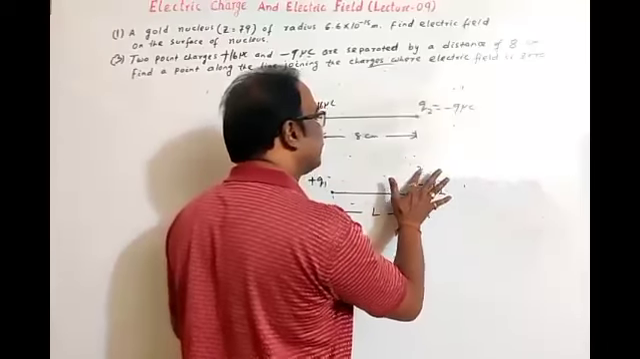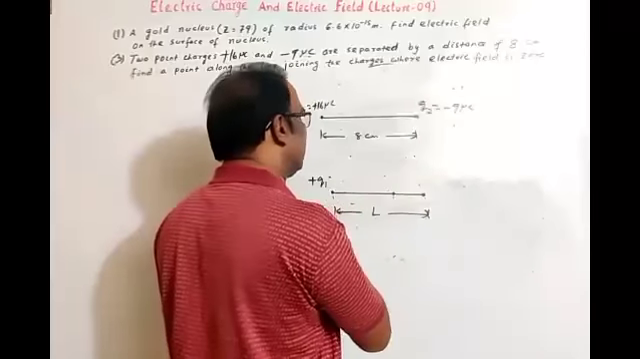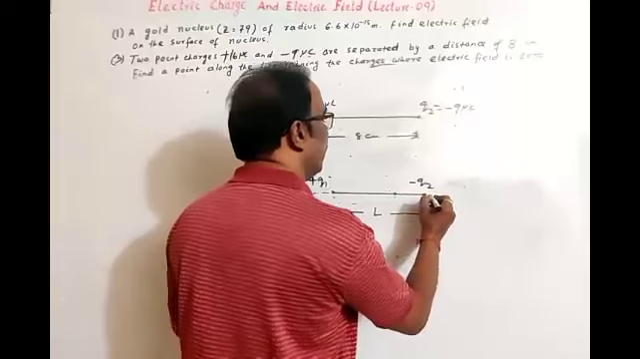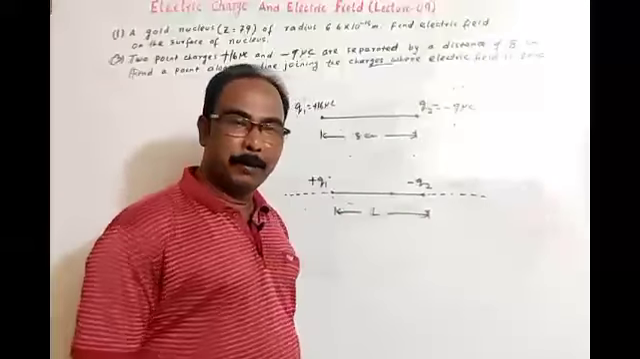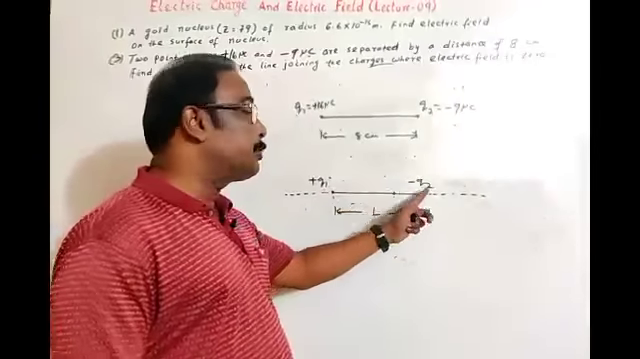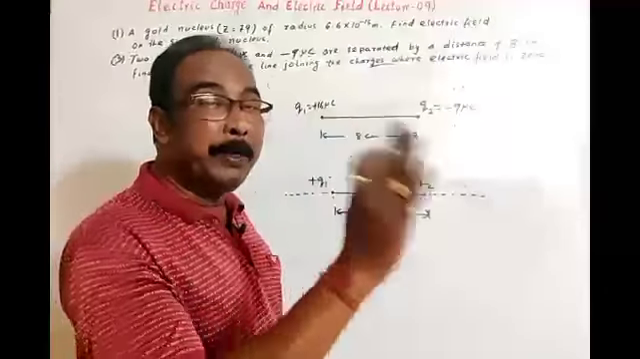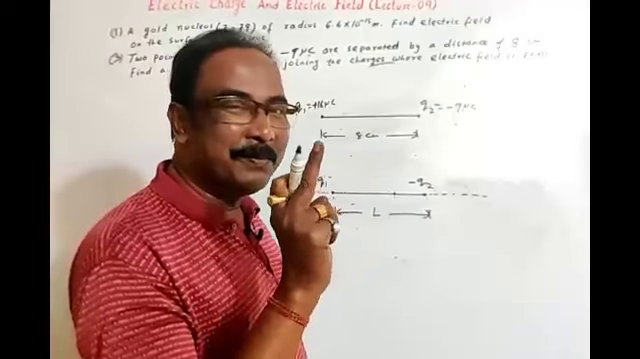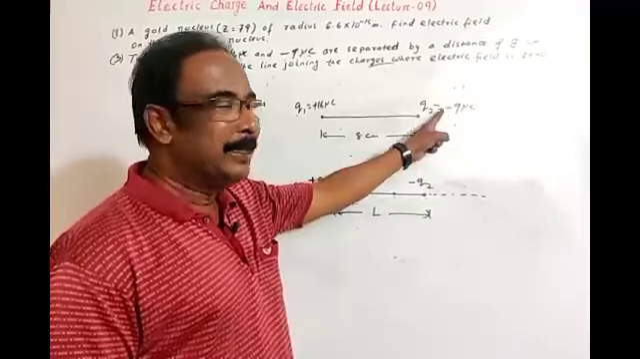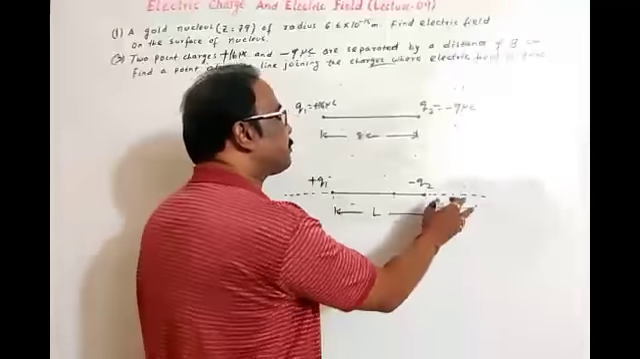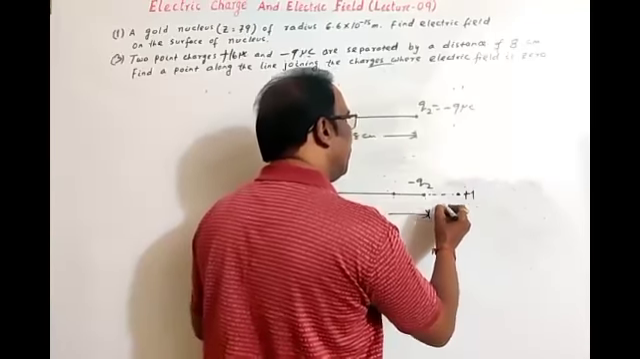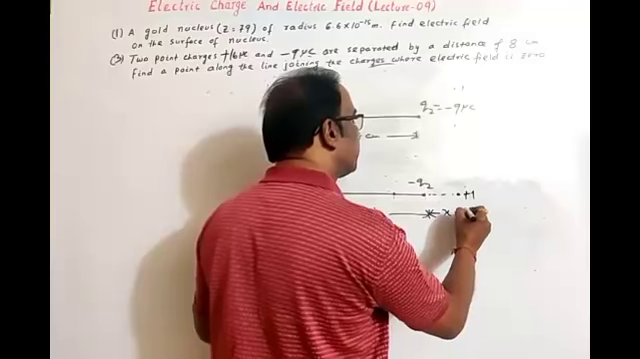So where will we get a point where the resultant field intensity due to these charges is 0? This is the line joining the two charges. Again the same concept: the point where the resultant field intensity due to these two point charges is 0 should be nearer to the smaller charge, meaning the charge with smaller magnitude. Here q2 has smaller magnitude. Let's place a unit positive charge at this point, at a distance x from the smaller charge.